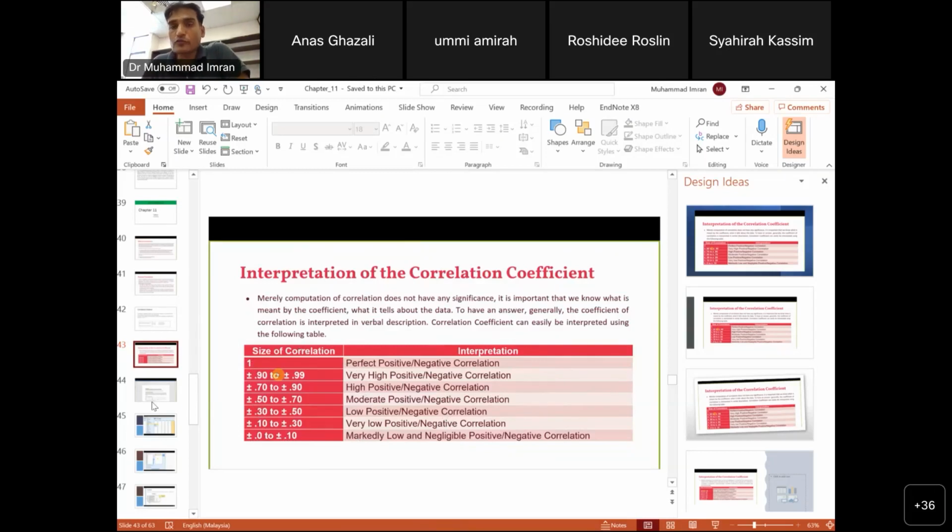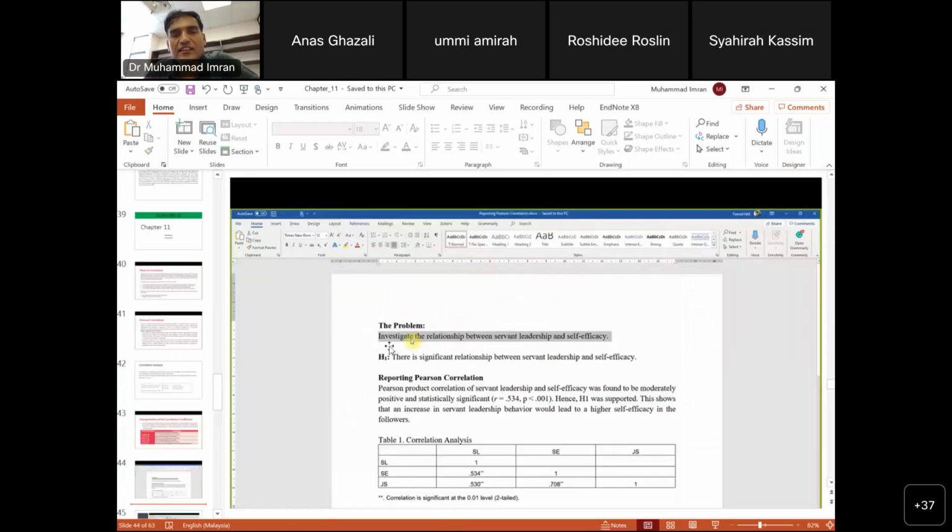Let's move to how to run the correlation analysis on SPSS, the main task of our today. Got it? Main task for our today. Here, one of the examples we have is the problem investigating the relationship between servant leadership and self-efficacy. Hope you understand these concepts.